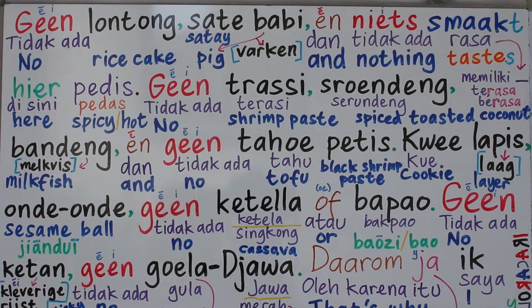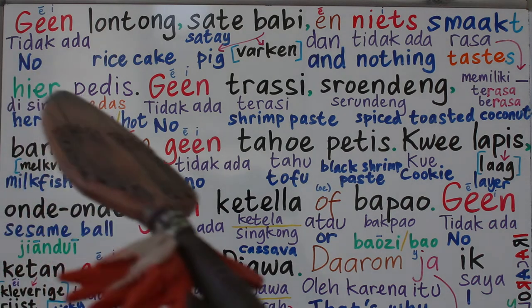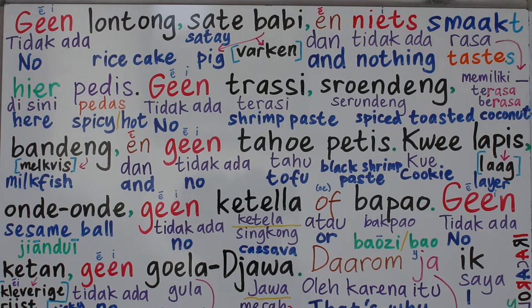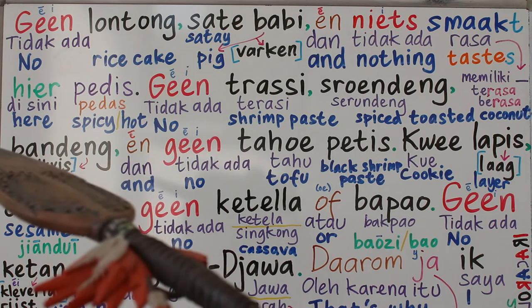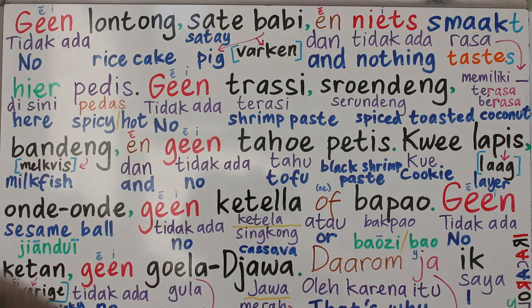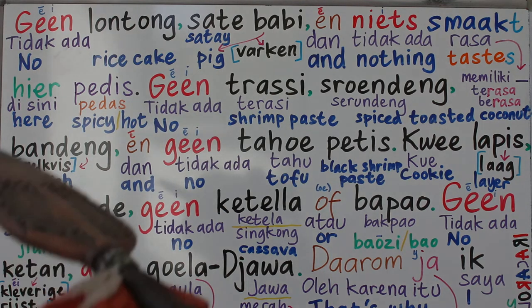In Dutch, geen, in Indonesian, is tidak ada. Ada is there is or there are. But tidak is no or not. It's mostly more into no. So you say tidak, no, and then ada, there is or there are, to say no or nothing. Tidak ada.